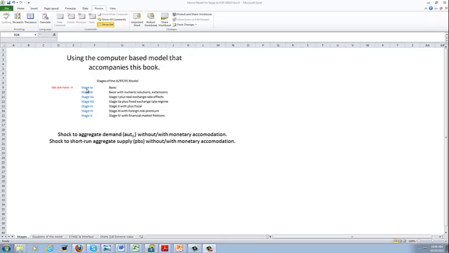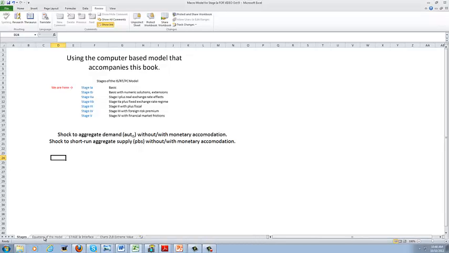We are at the most basic stage. We're going to call this stage 1A. And in this video, we're going to look at how we implement shocks to aggregate demand, the IS curve, with and without monetary accommodation. And we're also going to look at shocks to the aggregate supply curve. We call that PBS, with and without any monetary accommodation.